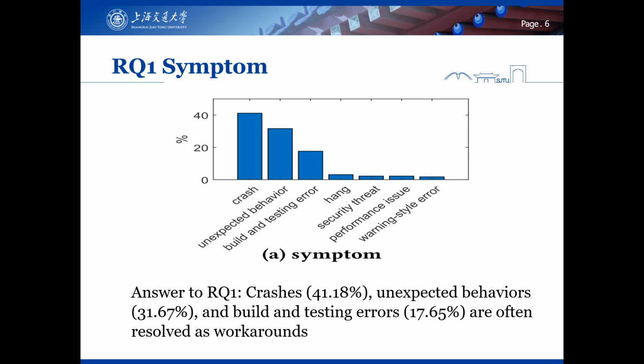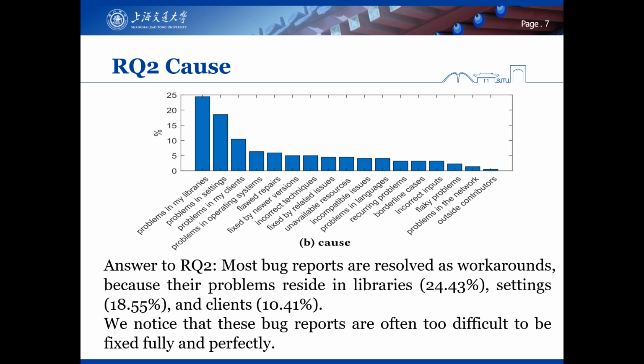This is our results. The answer to research question 1 is crashes. Unexpected behaviors and build and testing errors are often resolved as workarounds. The answer to research question 2 is that most bug reports are resolved as workarounds because their problems reside in libraries, settings, and clients. We noticed that these bug reports are often too difficult to be fixed fully and perfectly.